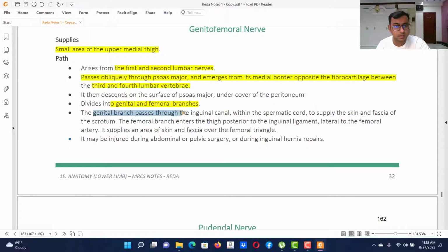The genital branch supplies the inguinal canal within the spermatic cord, and supplies the skin and fascia of the scrotum. The femoral branch enters the thigh posterior to the inguinal ligament. This branch goes posteriorly, lateral to the femoral artery. It supplies the skin and fascia over the femoral triangle.